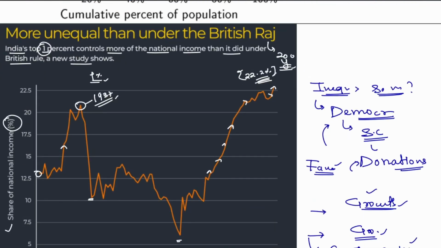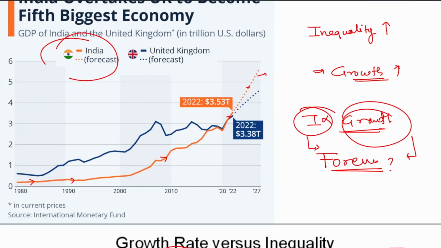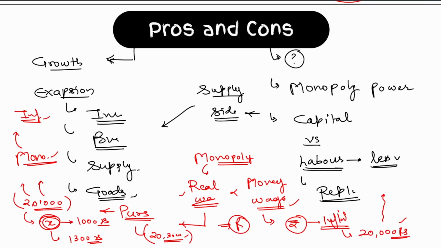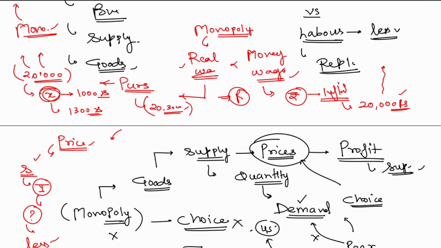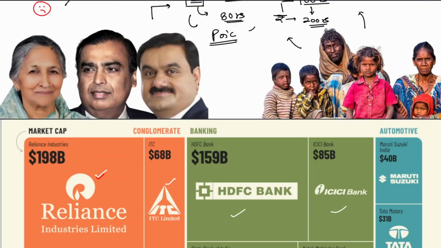Furthermore, we saw that there is more inequality now than there was in the British Raj. But also, India has displayed a continuous growth with the GDP. Then we saw how growth rate correlates to inequality in various scenarios of high GDP as well as low GDP. We also saw the pros and cons of inequality regarding growth. What is the difference between the real wages and the money wages, and how monopoly can be harmful to poor people and affect their real wages?